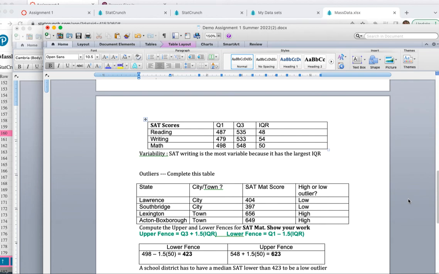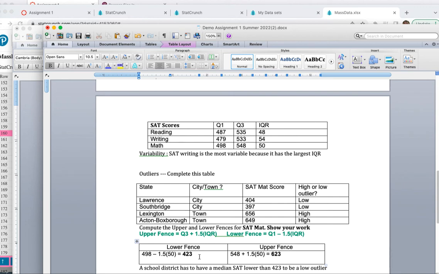And that is not something you can get from StatCrunch. StatCrunch does not give you the fences. You have to compute them. The lower fence, as you recall, is Q1, the first quartile, minus 1.5 times the IQR. So I got both the Q1 and the IQR for mathematics in this table, and I do the math, and the lower fence is 423.